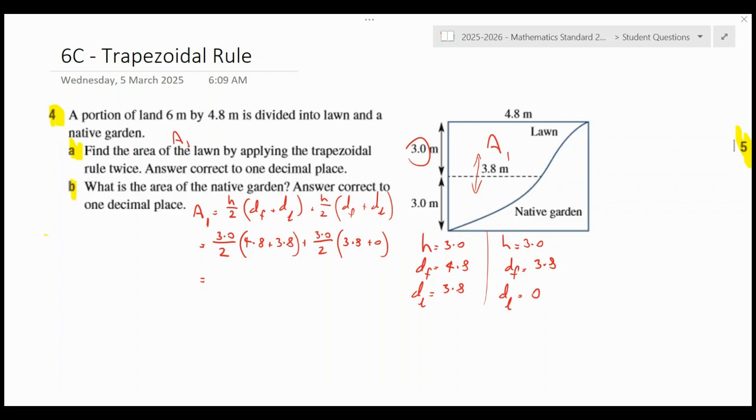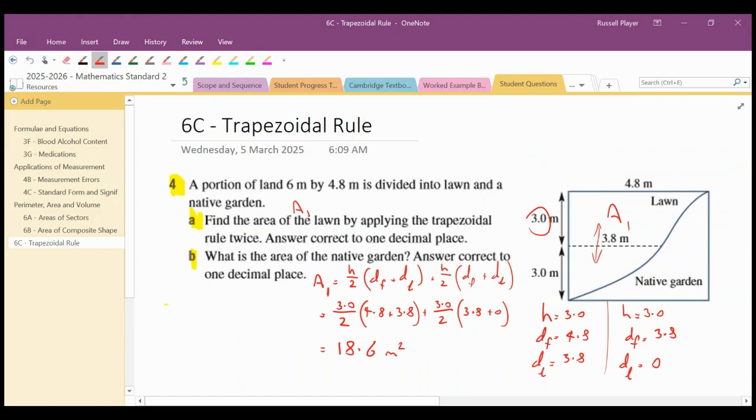I've still got the same answer format, that's excellent. Now I get 18.6 square meters. I'm hoping that's correct. I haven't actually looked at the answers. Actually, I'll do it right now, because you should always double check that what you're doing is correct.